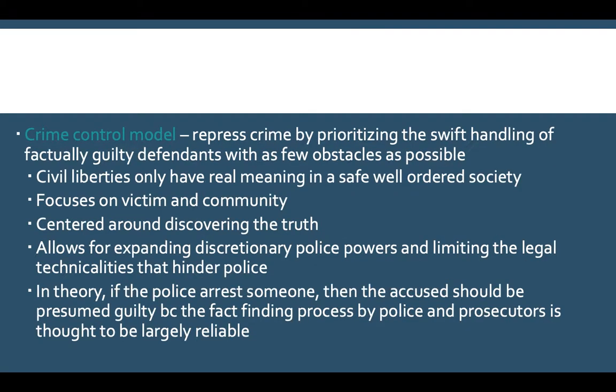Whereas the crime control model focuses on repressing crime by prioritizing the swift handling of factually guilty defendants with as few obstacles as possible, and that civil liberties only have real meaning in a safe, well-ordered society. This focuses on the victim and the community and is centered around discovering the truth. It allows for expanding discretionary police powers and limiting legal technicalities that hinder police. In theory, if the police arrest someone, then the accused should be presumed guilty because the fact-finding process by police and prosecutors is thought to be largely reliable.